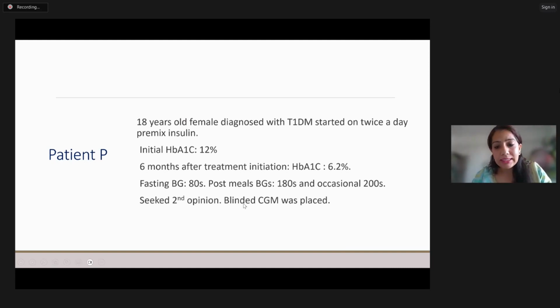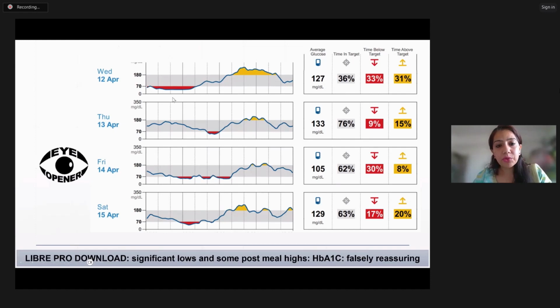Now, a blinded CGM was placed when she came to me, and this is what was seen. 33% of the time her blood glucoses were lying in the low range, and there were some highs too. So, of course, low blood glucoses are again detrimental to a person who has diabetes, or anybody actually. And then we would have a normal HbA1c because it is averaging out because of the low blood glucose. So, the importance of CGM or checking more frequently is very important. And again, needless to say, we do not recommend using those premix insulins.